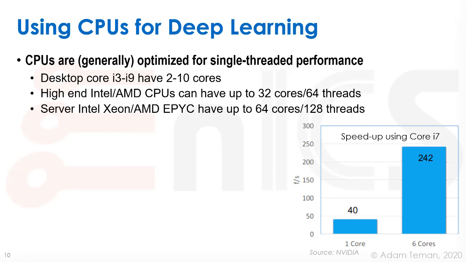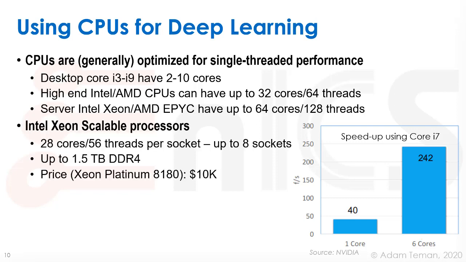And you can see here the speed up of going from 1 core to 6 cores when we're measuring the number of frames per second, and we see that it does give a substantial speed up if we parallelize this type of task. But again, this is a relatively small number of cores.